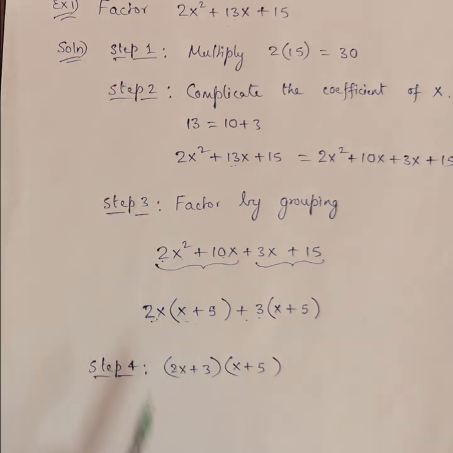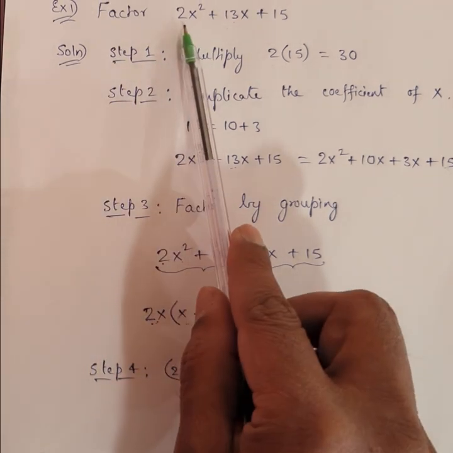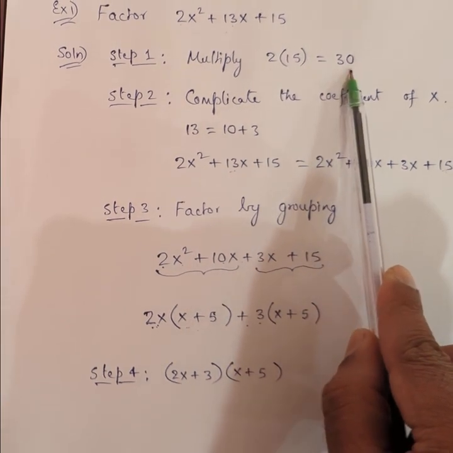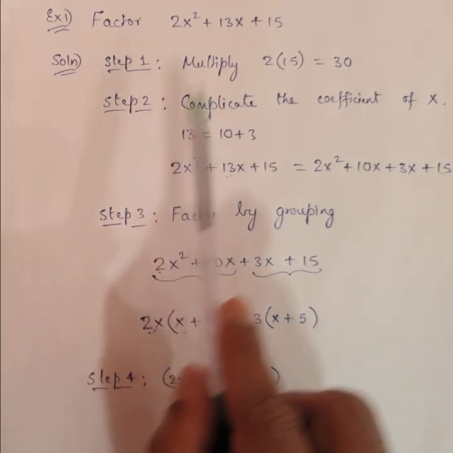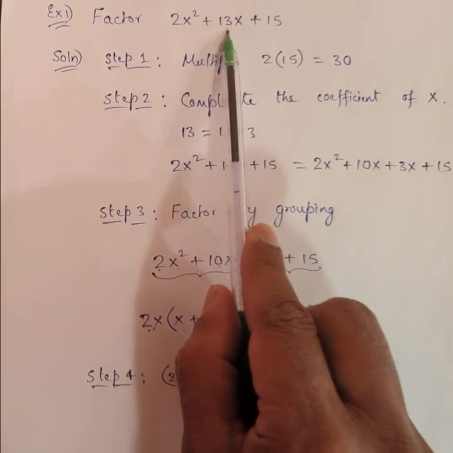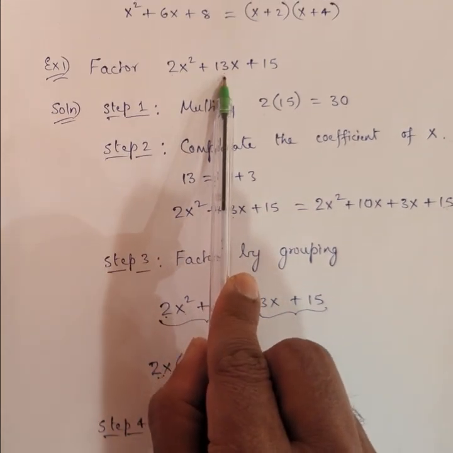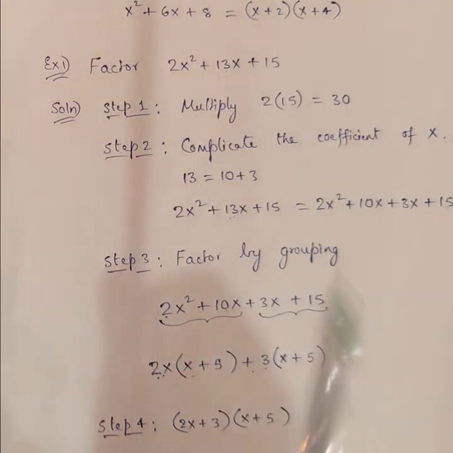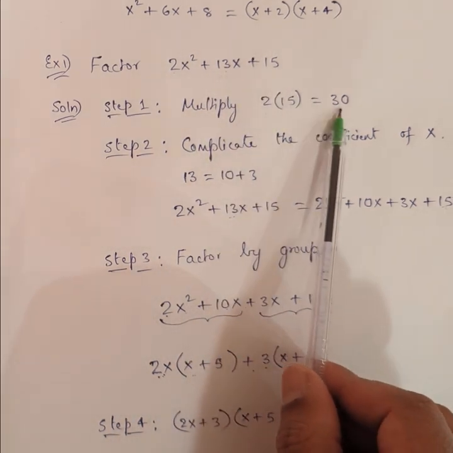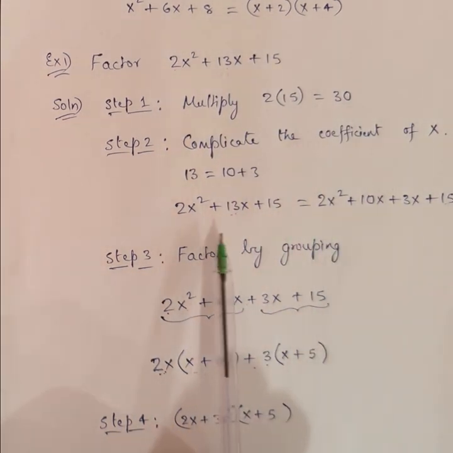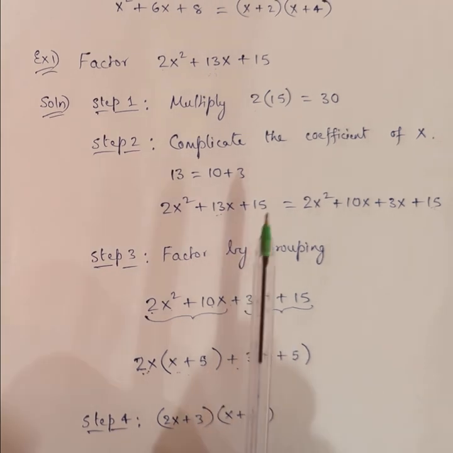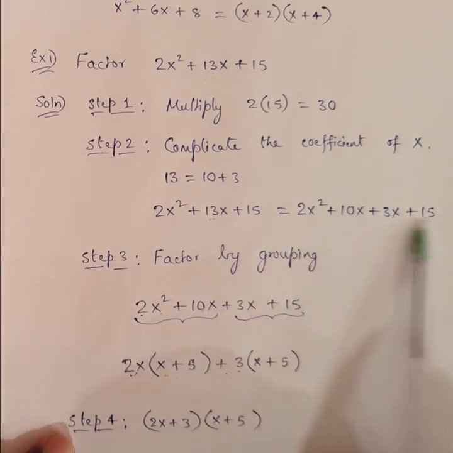So 4 steps. First step is straightforward. You multiply the leading coefficient and the constant term and get a number. And then in step 2, you want to split this middle coefficient, 13, into 2 numbers whose product is 30. So you're thinking 2 numbers that add up to 13 and multiply to give you 30. So what that does is it won't give you the factors right away, but it will allow you to rewrite your given quadratic expression with 4 terms.